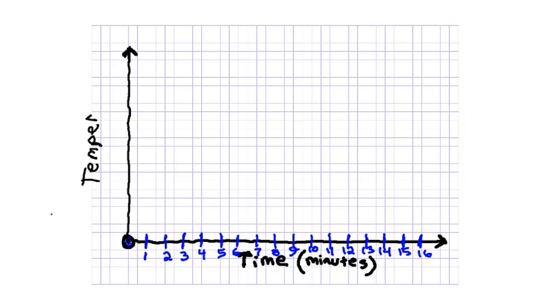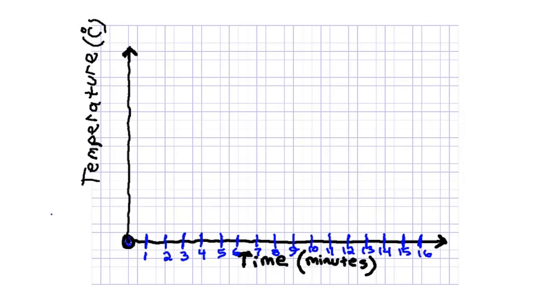So always label your graph. Always label your timeline, what your time is going to be measured in, minutes, hours, seconds, and always label your amount, what your amount is that you're measuring. So this is going to be temperature in degrees Celsius.